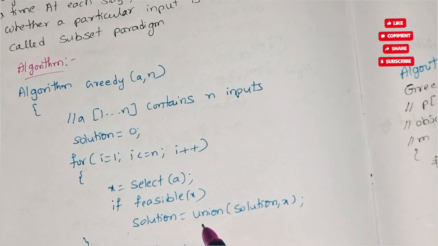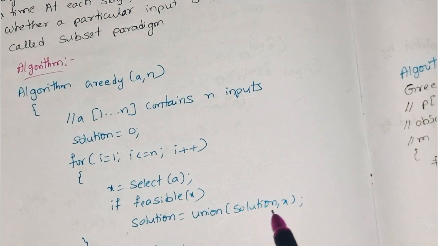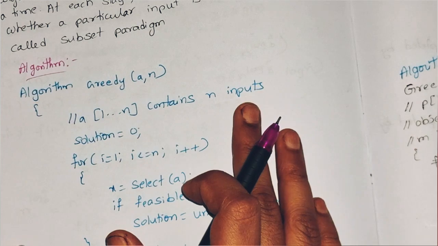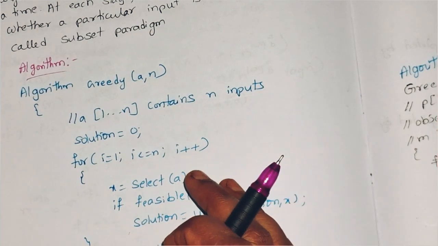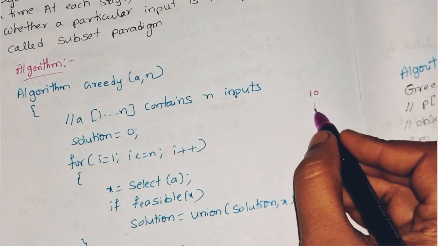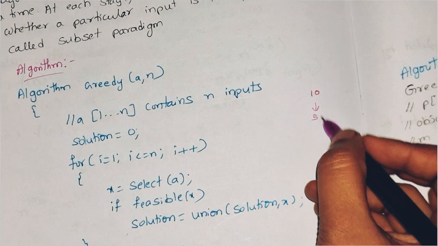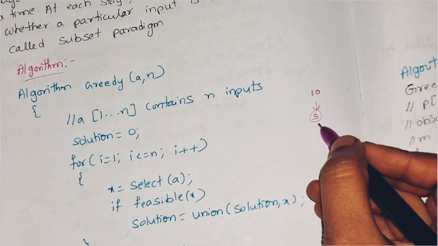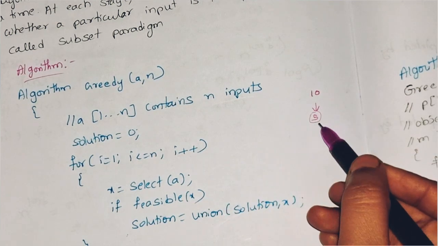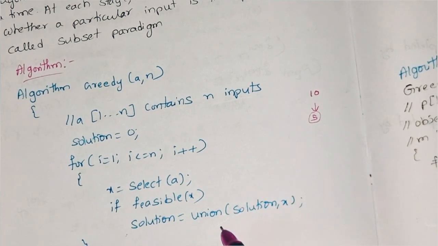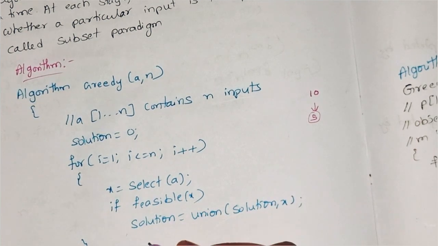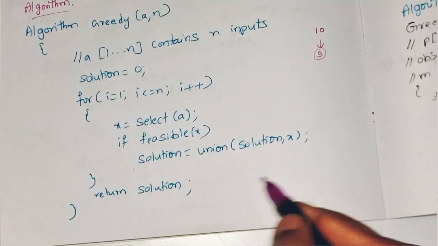After checking that input, we need to find the solution. How? We take the union of solution and x. That means we have n inputs, and from them we take a subset. Suppose there are 10 inputs; from the 10 inputs I consider only 5, which are feasible and satisfy the condition. I unite all those feasible inputs in order to find the optimal solution. Then return solution.